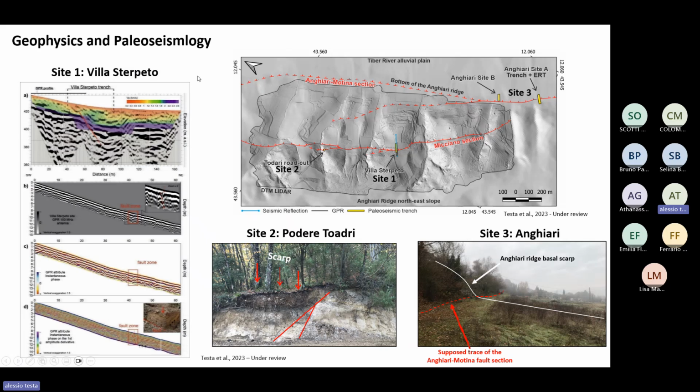Concerning the geophysics and paleoseismology, we selected 3 sites across the Anghiari-Motina section and the Micciano section. Site 1, where we also acquired some geophysics, is where the fault is very clear, as you can see here in the seismic reflection, but also here in the georadar. Site 2 is the Podere Todari site, where we found an outcrop of the fault on a road cut. And finally, site 3 is located on the scarp at the base of the ridge.